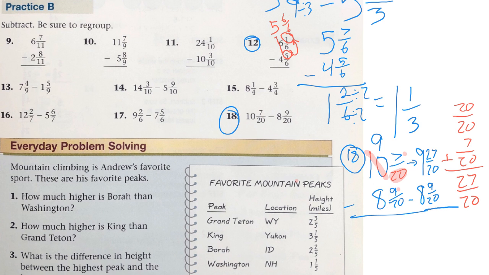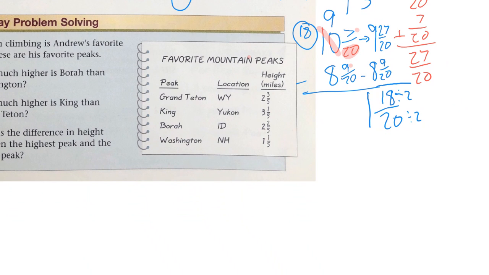And now we can take 9 from 27. That would be 18 over 20. And 8 from 9 leaves us with 1. And we can reduce this by dividing by 2. Which would leave us with whole number 1 still and 9/10.